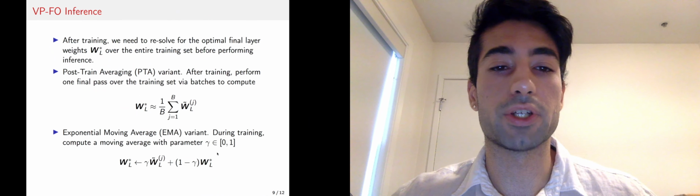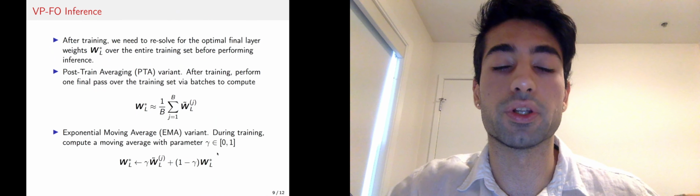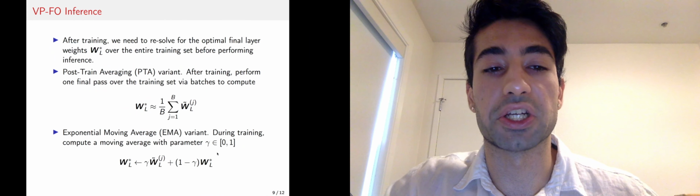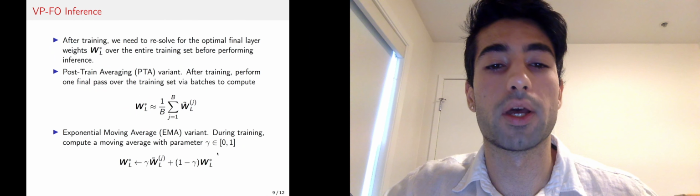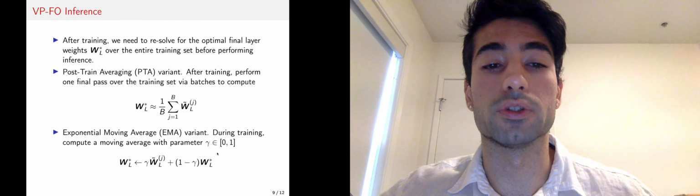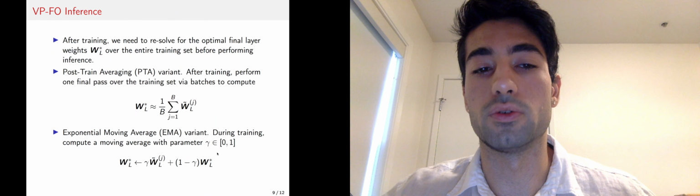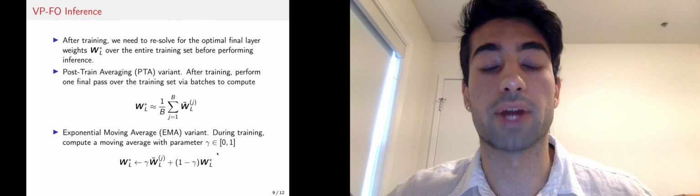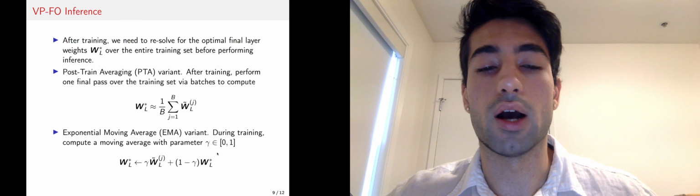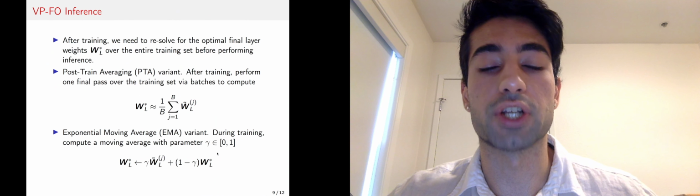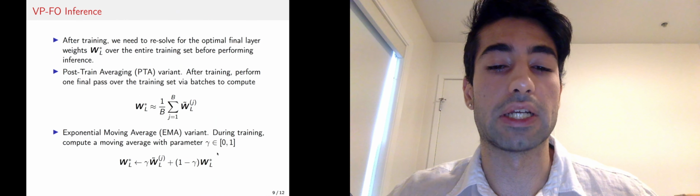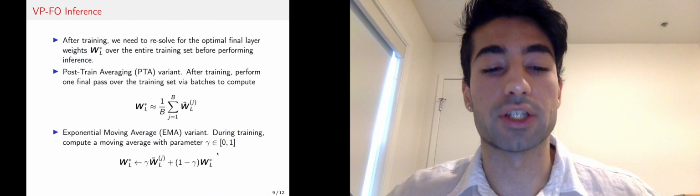One other issue is in inference, where since we eliminated those final layer weights, we need to actually find them over the entire training set as a post-processing step. Because this can also be difficult to do in practice, we provide two heuristics that work quite well in practice. The first is called the PTA variant. After training, we perform one final pass over the entire training set and just average those final layer weights over each batch.